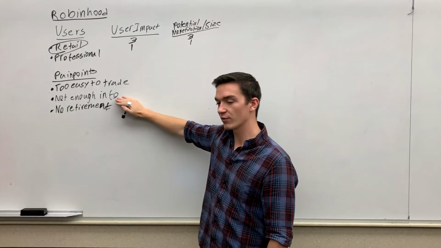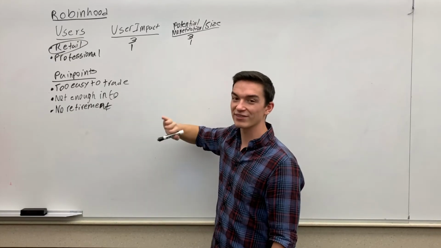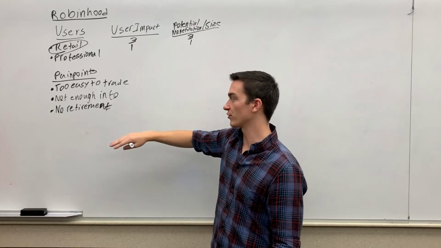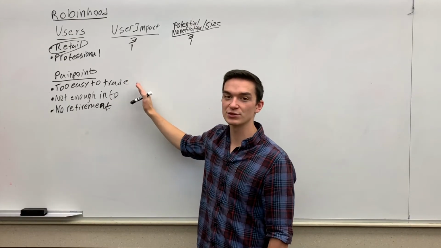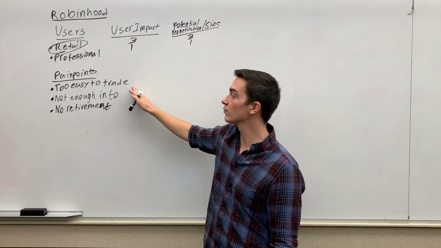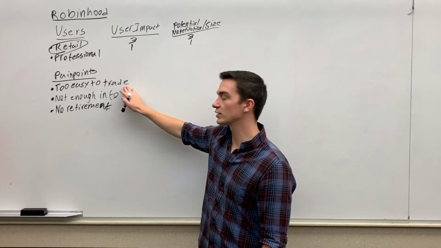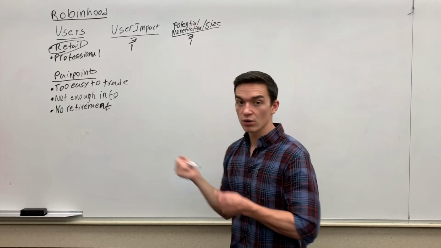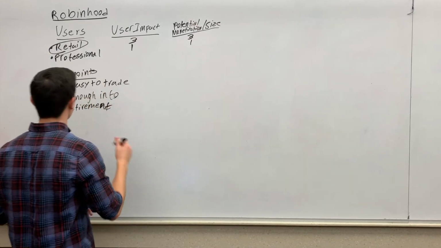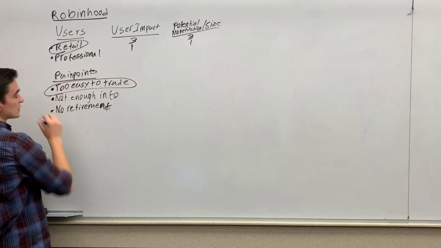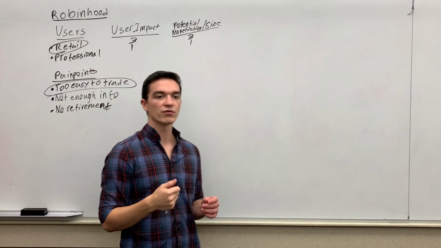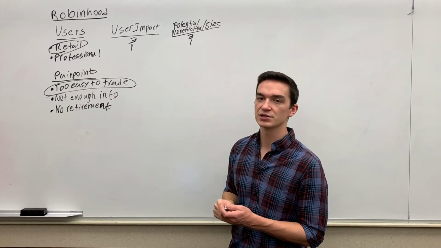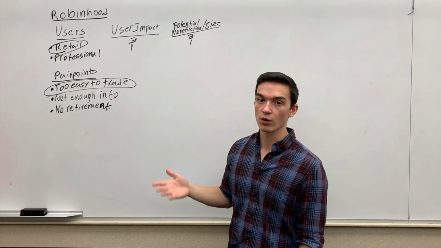With not enough information, people leave the app temporarily, but they don't delete it. Same with no retirement. People have to leave the app temporarily, but making the platform too easy to trade is going to be the one pain point out of these 3 that is really causing users to leave the platform altogether. So instead of actually going through all of them, I think we should focus on Too Easy to Trade, because if we can solve this problem, I think we're going to ultimately see a higher number of users on Robinhood for the long term.